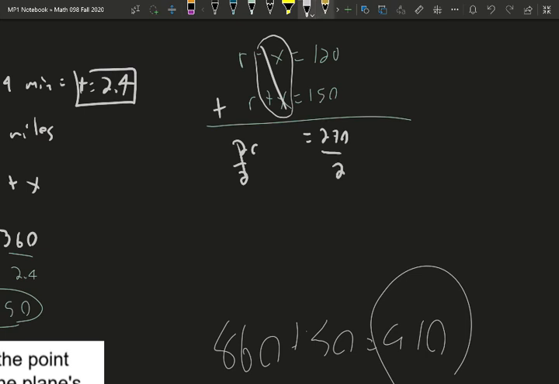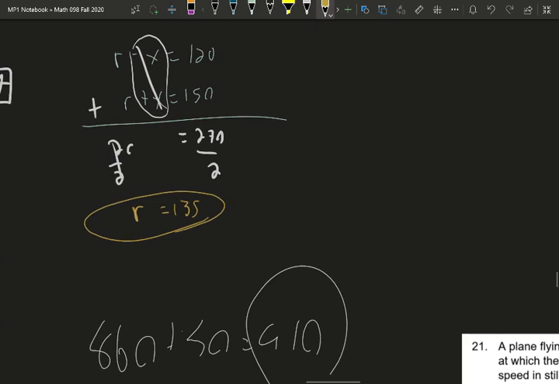So we end up with R equals 270 divided by 2, which is 135. So we know the rate is 135, and to get X, we just say, okay, R plus X equals 150. That's 135 plus X equals 150.